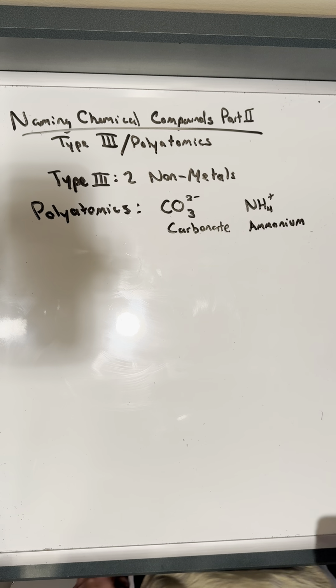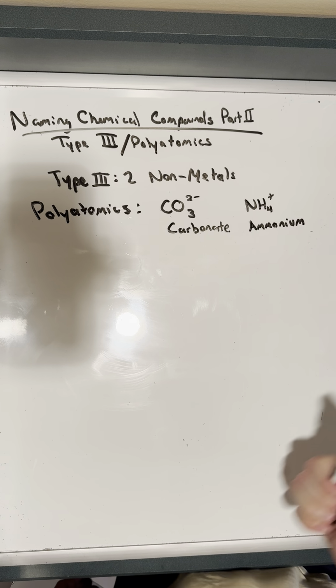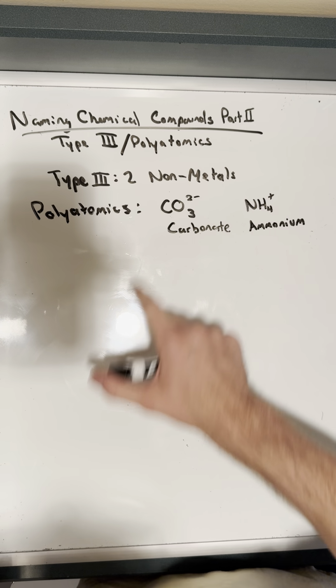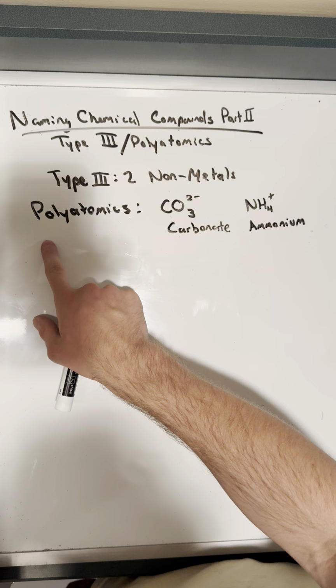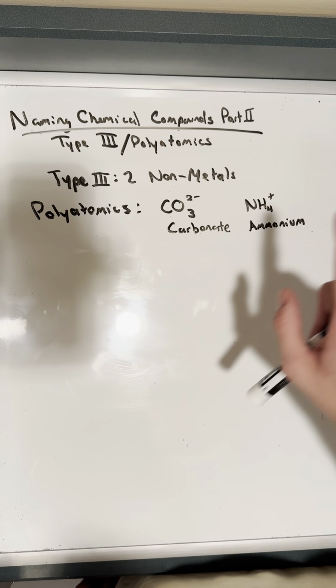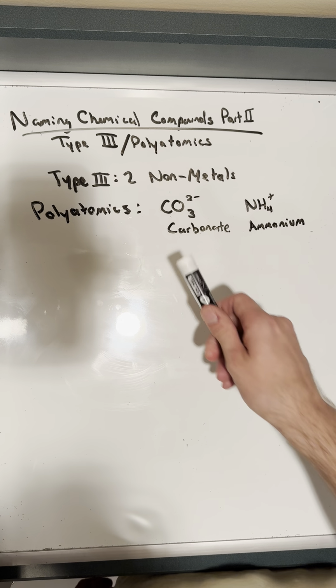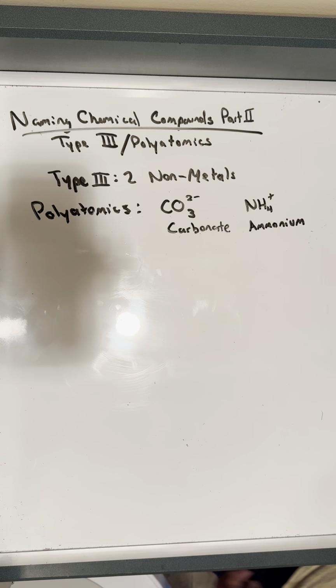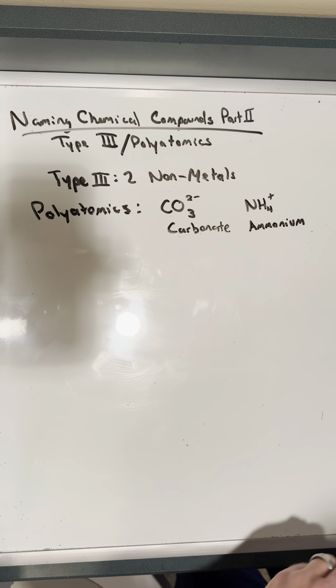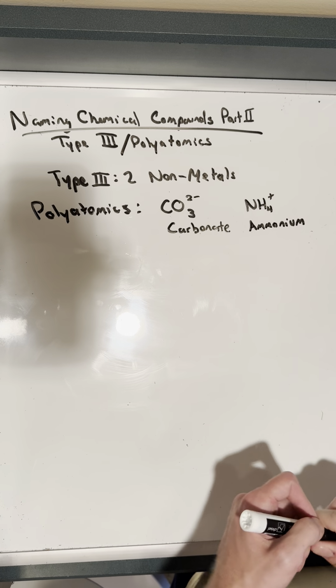Most polyatomic ions are negative in nature, and most of them contain O in them. So you might hear the term from a teacher, a polyatomic oxyanion, because oxy stands for oxygen, and anion tells you that it's negative. That's a specific type of polyatomic. But really, a polyatomic is anything that can act as a group.